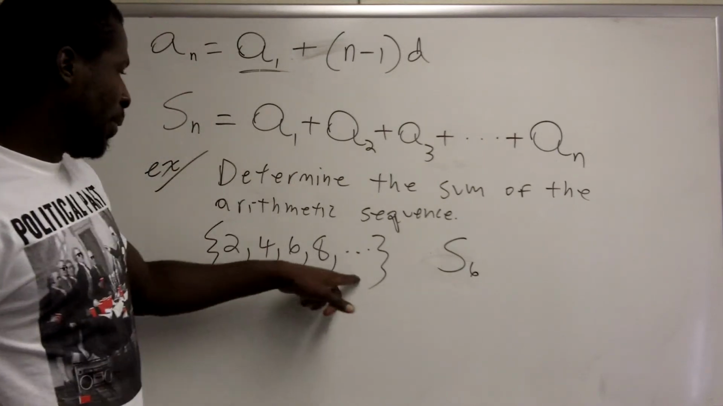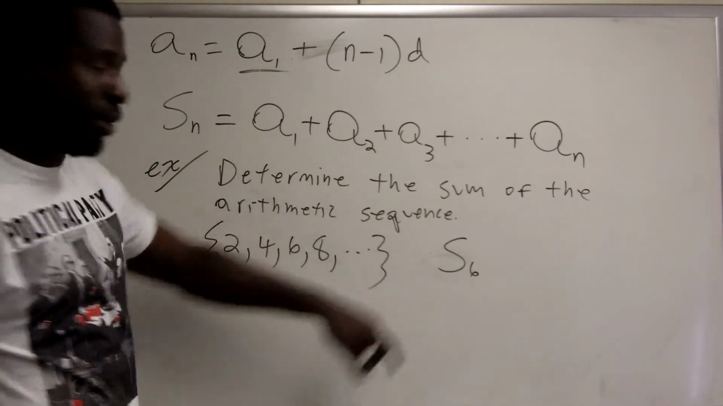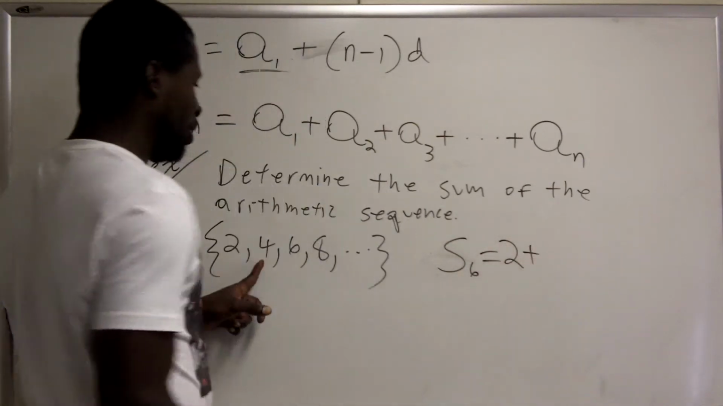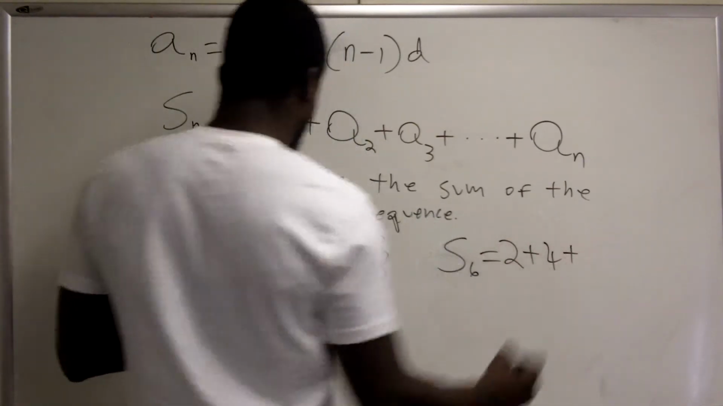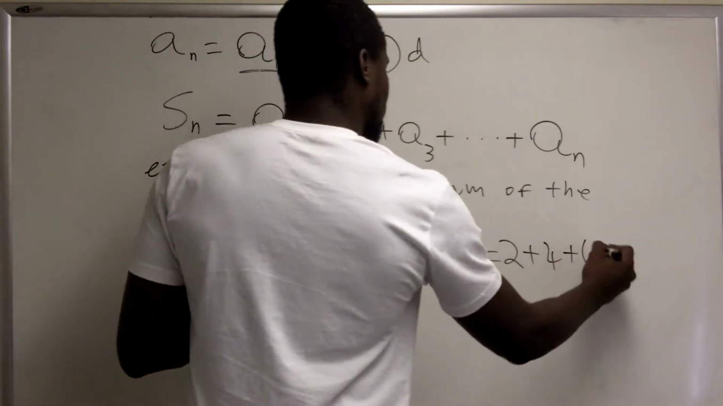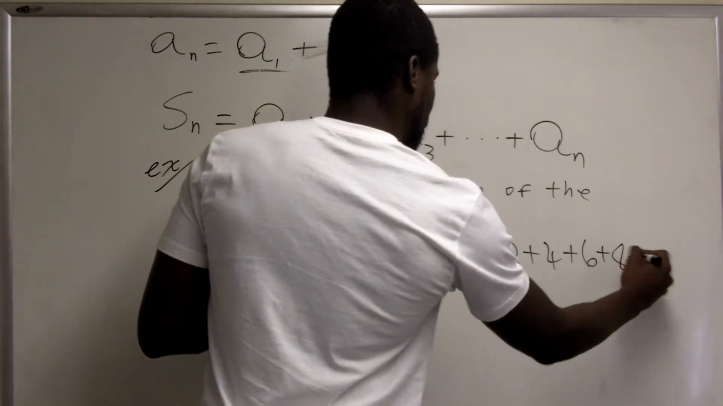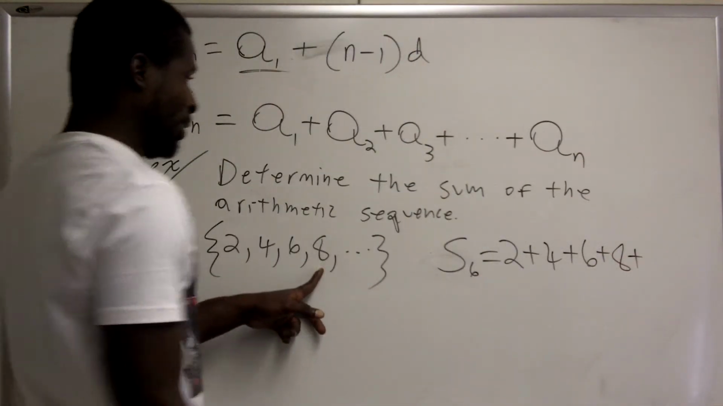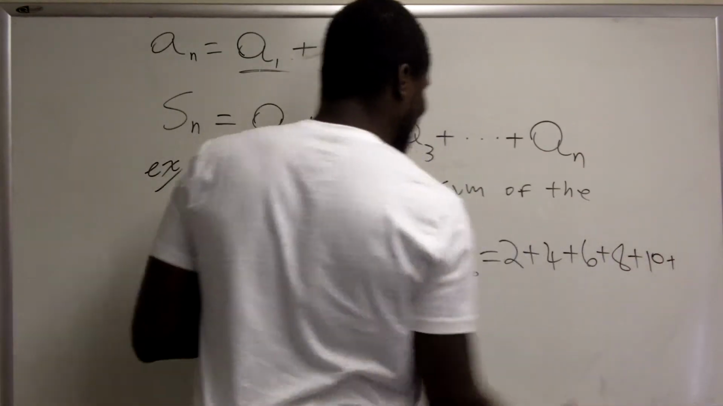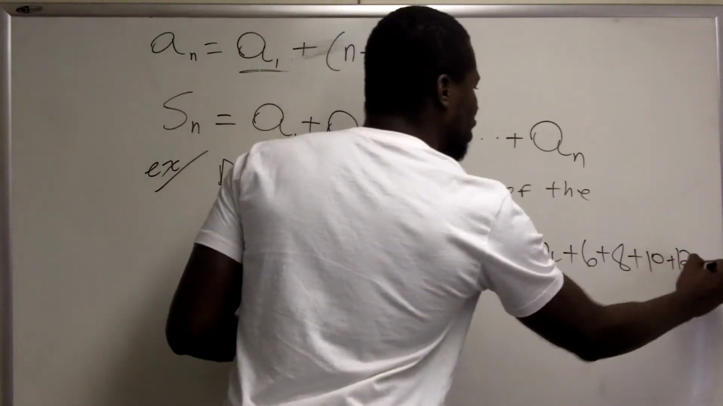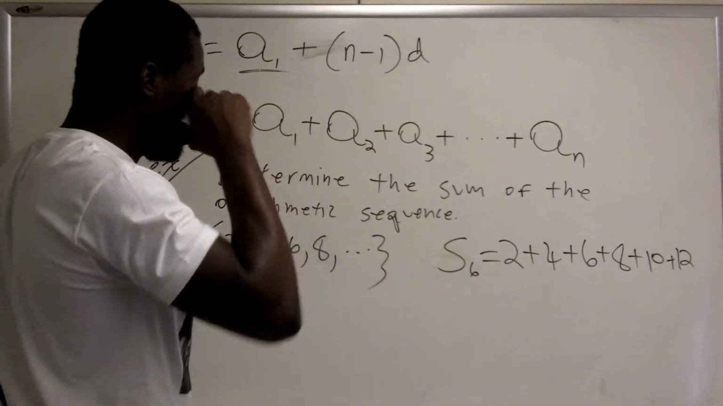So, if you have this sequence and you want to calculate the sum of the first 6 terms, well, the first term is 2, plus the second term is 4, plus the third term is 6, plus the fourth term is 8, plus the fifth term would be 10, plus the sixth term would be 12. So what we're doing is we're just adding up all of these terms.